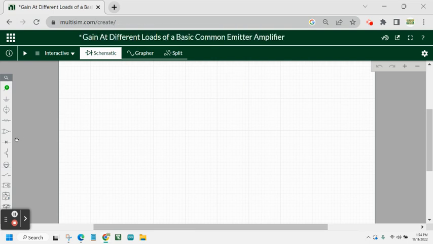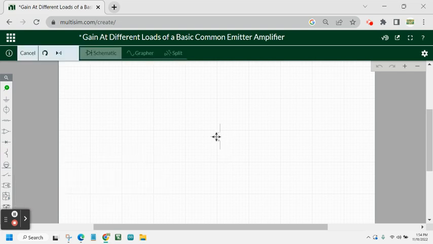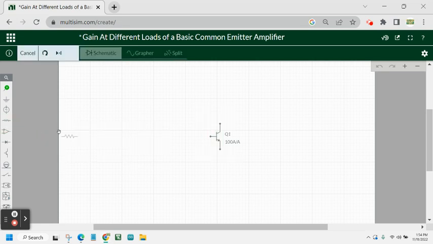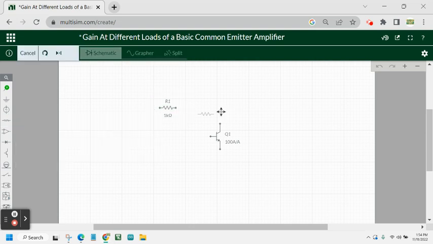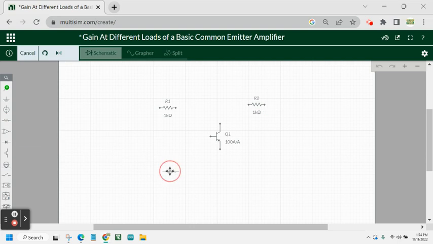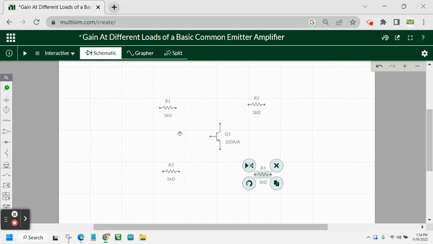Then we click on the transistor and select one NPN transistor. And then we click on the resistor. We will put four resistors in this circuit. Let's rotate our resistor so that it will be vertical.